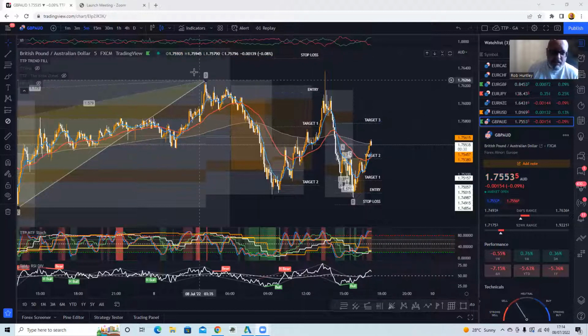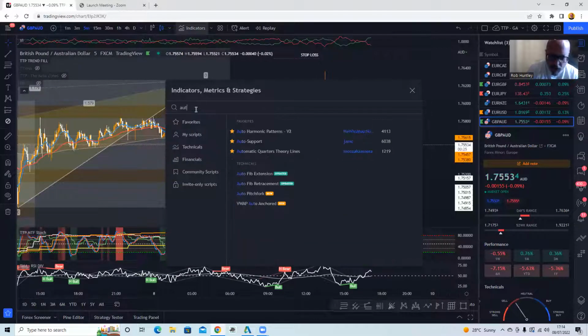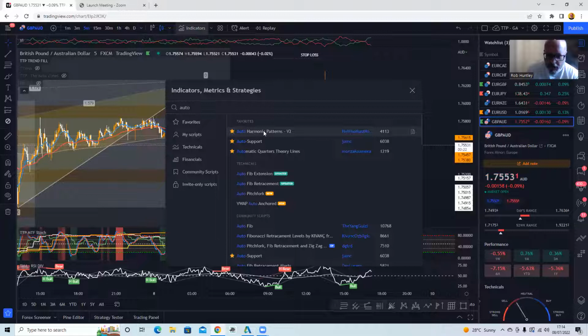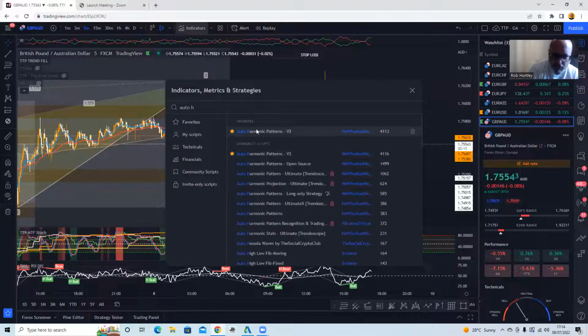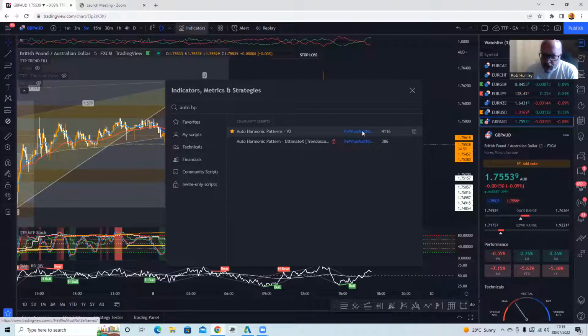Basically, if you search for auto, there we go, auto harmonic patterns version 2. It only has 4,113 likes, so it's not hugely popular. If you put HP or something like that, there we go. Auto harmonic patterns version 2, by someone with a quite funky name, I can't remember the script writer. So auto HP. I've already got it on the chart.